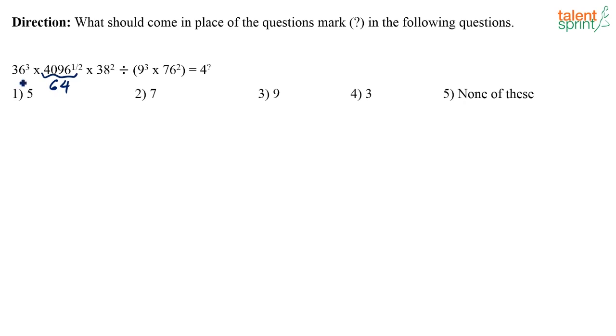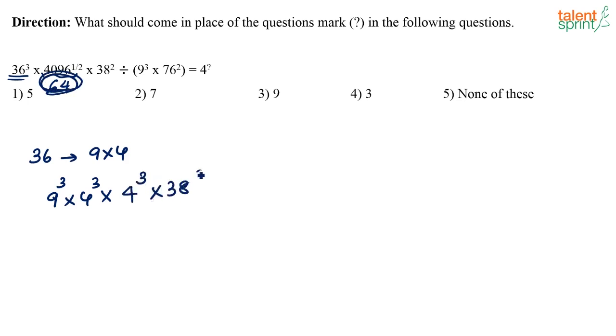So this 36 cube, how can you write it? See, 36 is nothing but 9 fours are 36, right? So you can write it as 9 cube into 4 cube. 36 cube, I am splitting it and writing it as 9 cube into 4 cube. Now this is 64 cube. So what is 64? 4 fours are 16, 16 fours are 64. Sorry, 64 I have, not 64 cube. 64 can again be written as 4 cube.